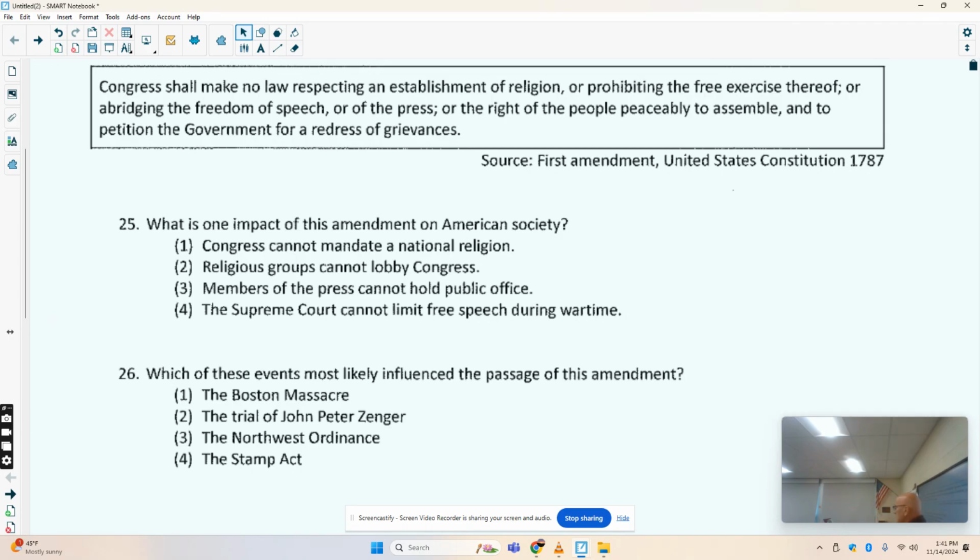What's the Northwest Ordinance? You can't go west of the Appalachians. No, that's the Proclamation of 1763. The Northwest Ordinance was a what, Palin? No. Lizzie?